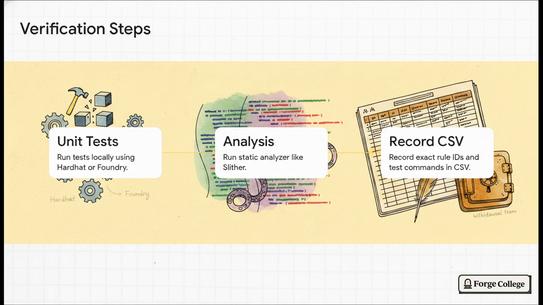Second step, run a static analyzer, something like Slither, to catch anything you might have missed. And finally, copy those exact rule IDs and test commands right into your CSV. This keeps everything local, it keeps it deterministic, and it proves your blueprint is structurally sound long before the withdrawal team ever even touches it.